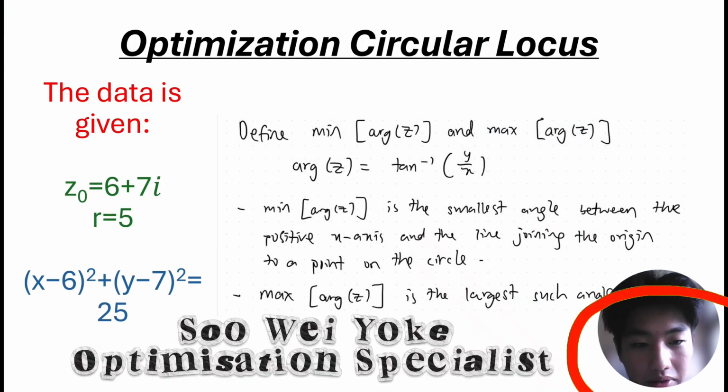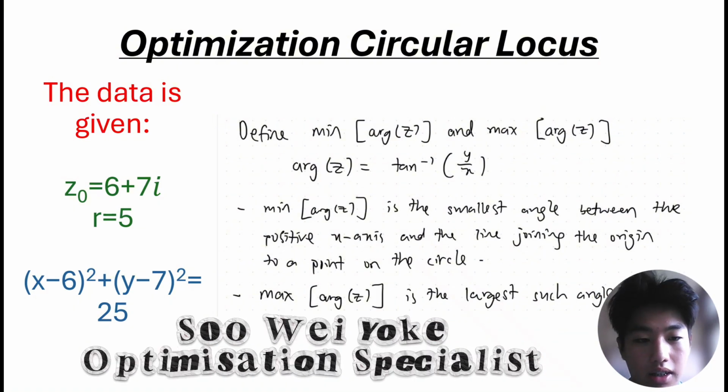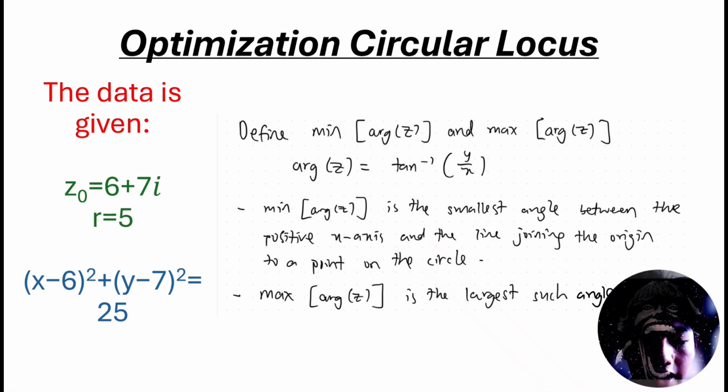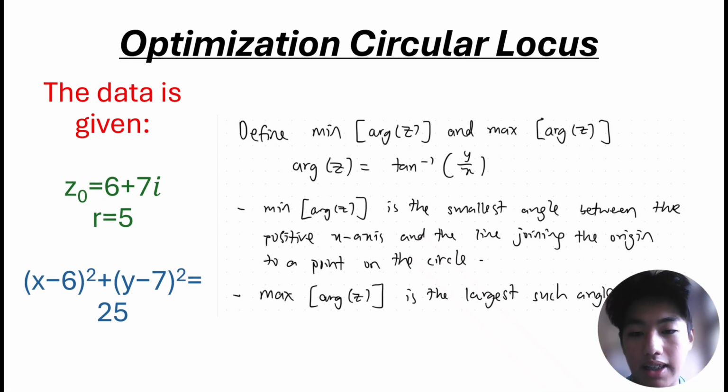Next, we will talk about optimization of circular locus. We will use the given data, which is z origin equals 6 plus 7i and radius equals 5. Next, we need to define the minimum argument z and maximum argument z first. We know that argument z equals arctangent of y divided by x. The minimum argument z is the smallest angle between the positive x-axis and the line joining the origin to a point on the circle. And the maximum argument z is the largest such angle.